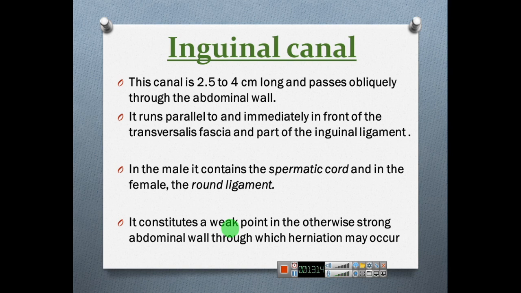Inguinal canal. Earlier I described that this canal is 2.5 to 4 cm long and passes obliquely through the abdominal wall. It runs parallel to and immediately in front of the transversalis fascia and part of the inguinal ligament. In the male, it contains the spermatic cord and in the female, the round ligament. It constitutes a weak point in the otherwise strong abdominal wall through which herniation may occur.